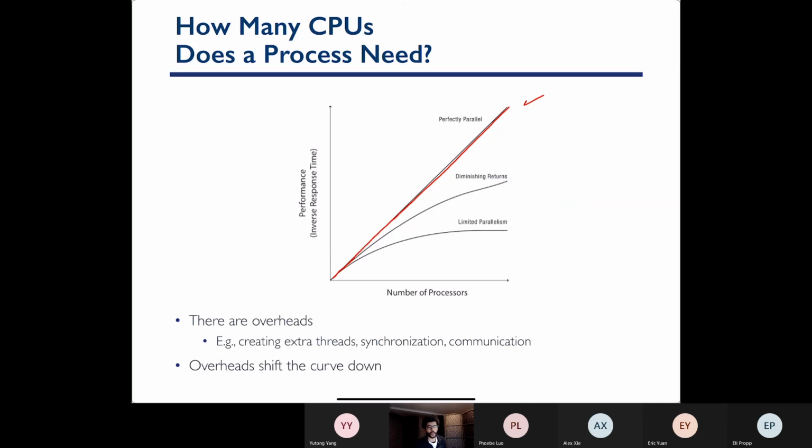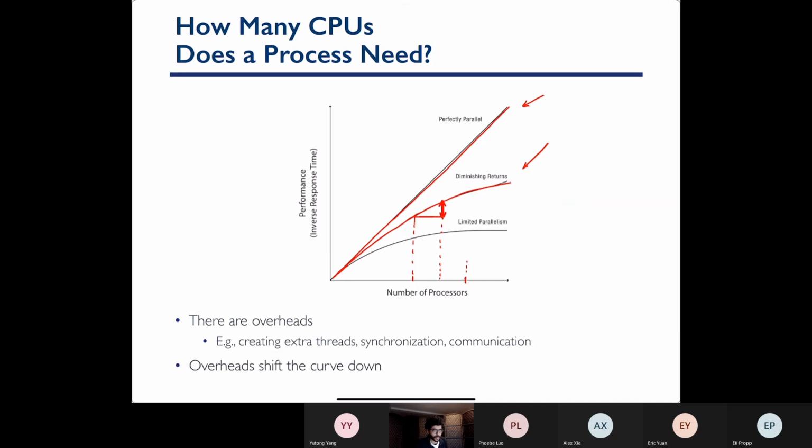Now, this is too good to be true. This usually never happens. It's very rare for you to have a perfectly parallel application. What you usually see is diminishing marginal returns. So your performance is going to go up almost linearly for a while before the returns start to diminish. So what is the return? The return basically is how much performance I am gaining from an extra CPU. This here is how much performance I gained by adding an extra CPU.